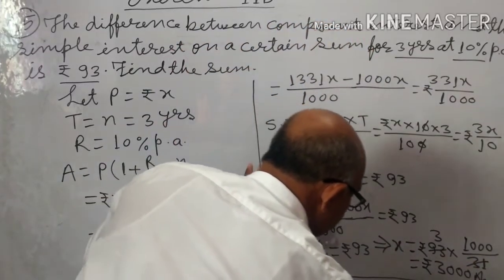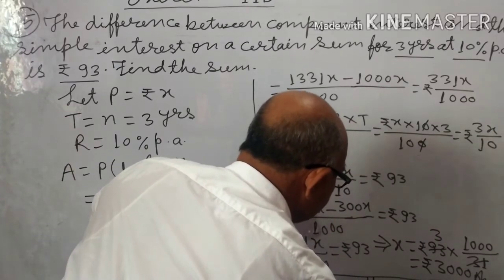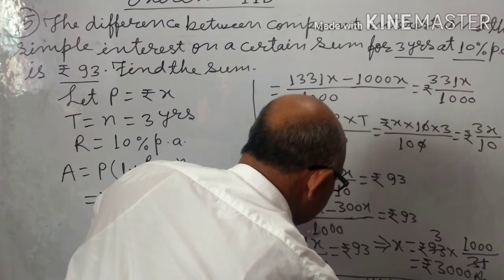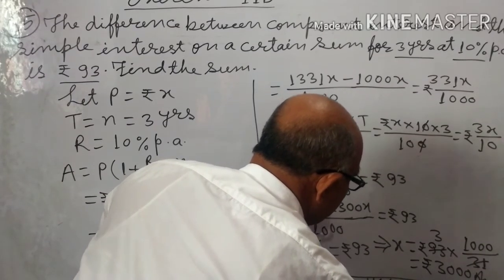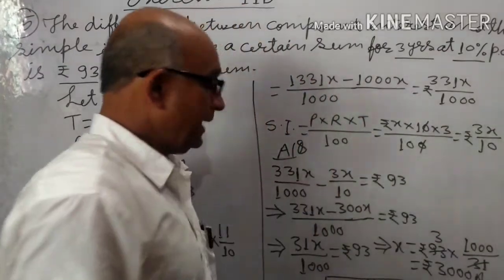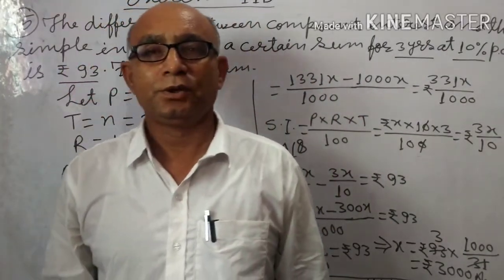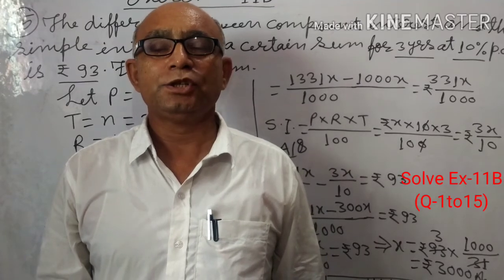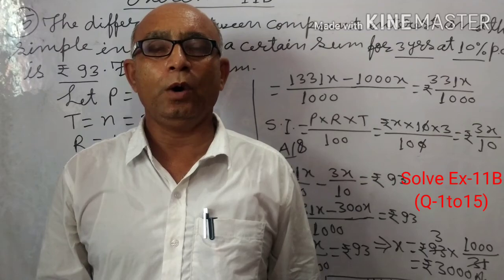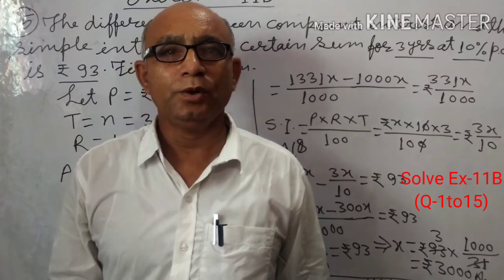So homework. Homework is solve exercise 11B. Students, today your homework is solve exercise 11B, question number 1 to 15. Thank you. That's all.